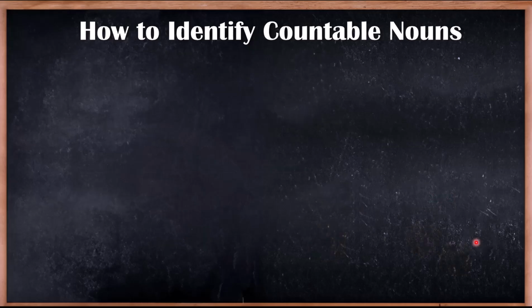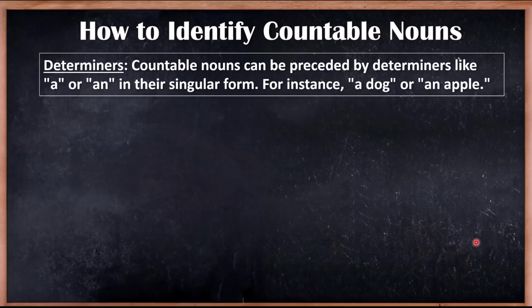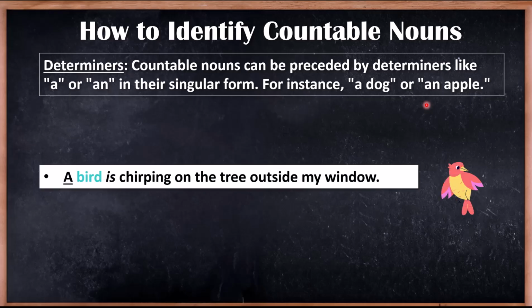So how can we identify countable nouns? Well, we can use determiners. Countable nouns can be preceded by determiners like a or an in their singular form. For instance, a dog or an apple. If we use a or an, we are talking about one dog or one apple. We never say a apples or a dogs. For example, a bird is chirping on the tree outside my window. And you can see that we have a singular countable noun and we use a singular verb. We say a bird is, not a bird are.